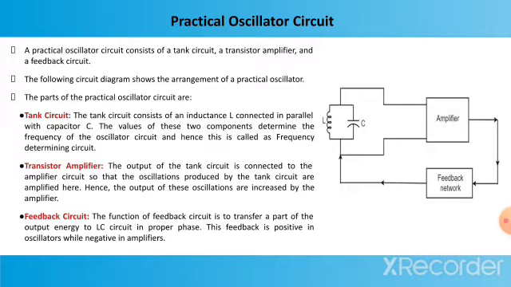The output of the tank circuit is connected to the amplifier circuit so that the oscillations produced by the tank circuit are amplified here. Hence the output of these oscillations are increased by the amplifier. Next is the feedback network or feedback circuit. The function of the feedback circuit is to transfer a part of the output energy to LC circuit in proper phase. So this feedback is positive in oscillators while negative in amplifiers.